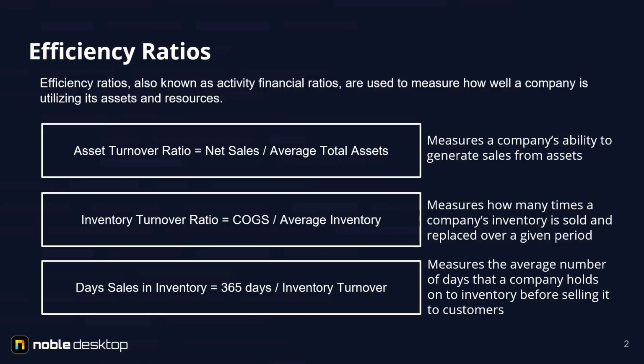And the last efficiency ratio we will discuss with you is days sales in inventory. It measures the average number of days that a company holds on to inventory before selling it to customers. Days sales in inventory is calculated as 365 days divided by inventory turnover.